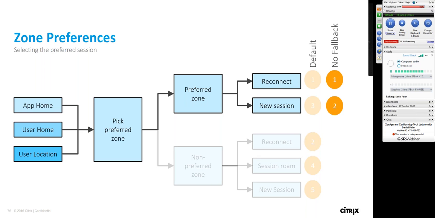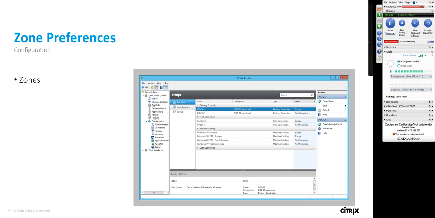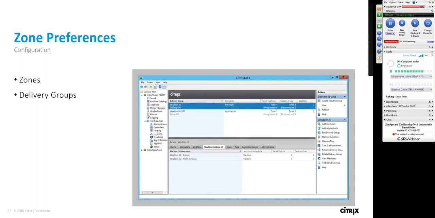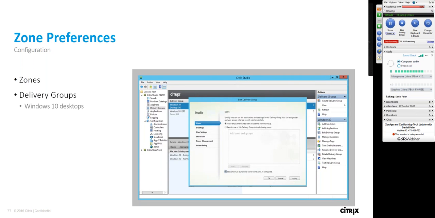You can use PowerShell to enable a no fallback on zone preferences that basically forces everything to stay in a single zone, into the preferred zone, and won't go to a non-preferred zone. So the multiple configuration aspects of this is that you create multiple zones. So I have a North America zone and a Europe zone. And then in the delivery groups, you have a single delivery group like Windows 10 and 2012 R2. Inside of those, I have multiple machine catalogs, some for Europe and some for North America.